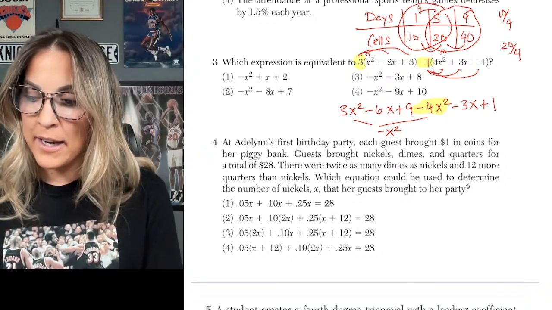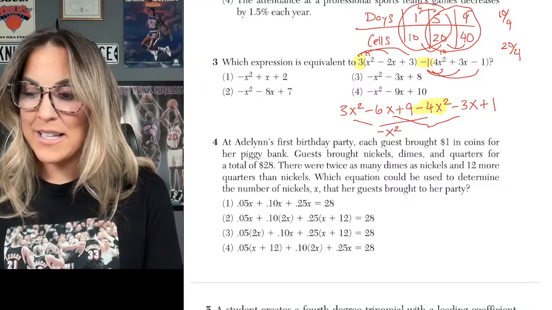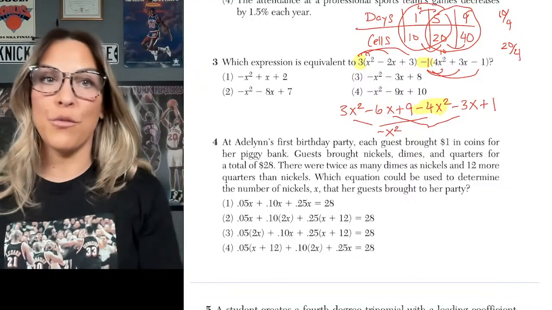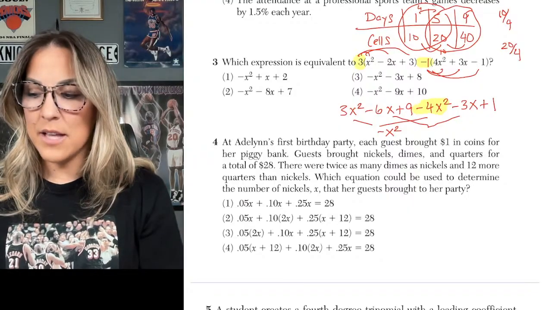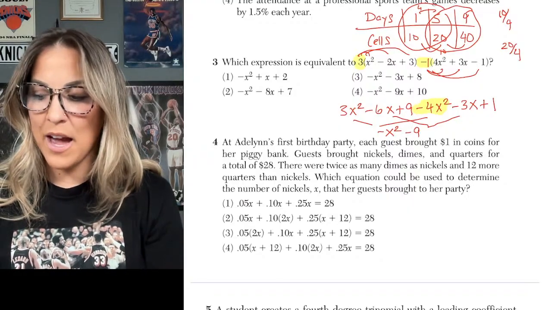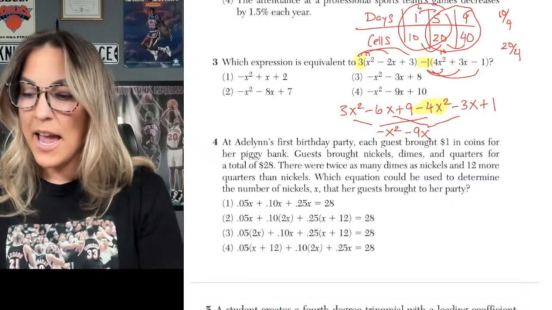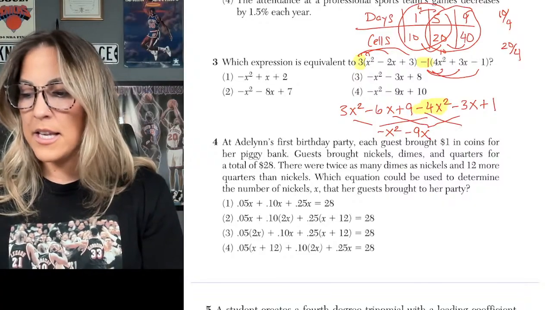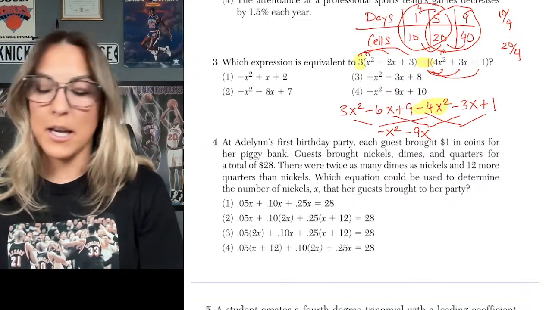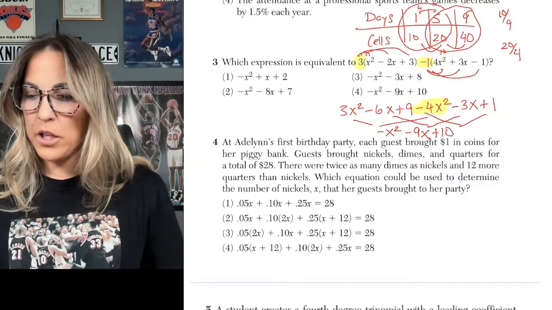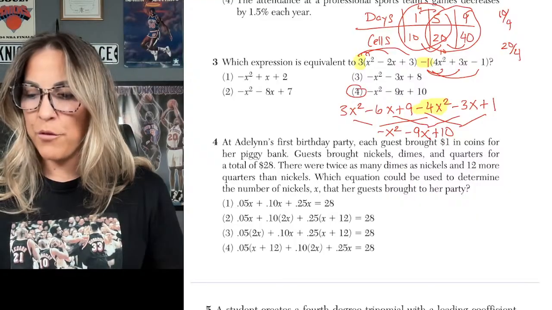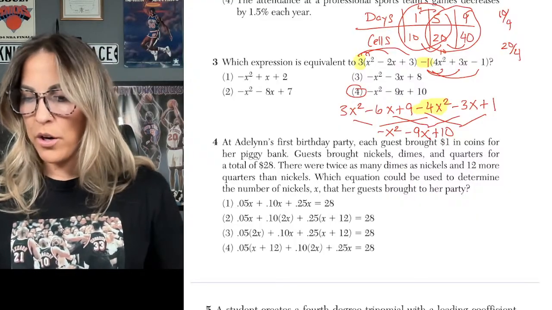The next thing I see I can combine is -6x minus 3x. Again, looking at those signs in front of them. So negative 6 minus 3 is negative 9. Again, keeping my x. And the last thing I can combine is these constants, these numbers, 9 plus 1, which gives me a positive 10. And when we look at the answer choices, we see that answer choice number 4 is our correct answer.